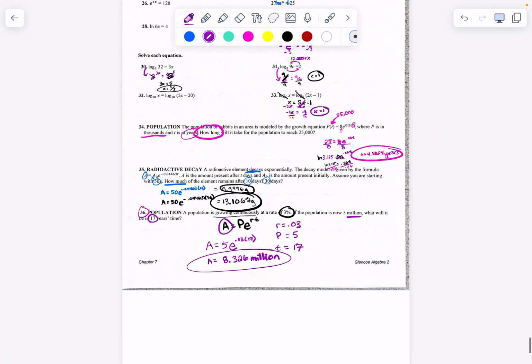Beautiful. Okay, that is all. You should have your review completely done. If you are missing things on your review, you need to finish those. But go get a whiteboard because we're going to do some more whiteboard problems.